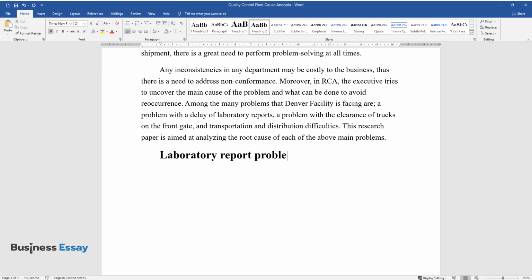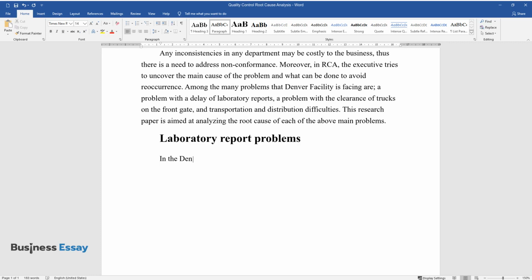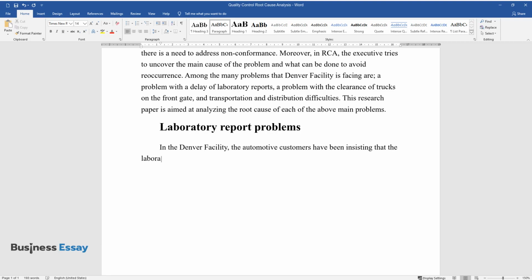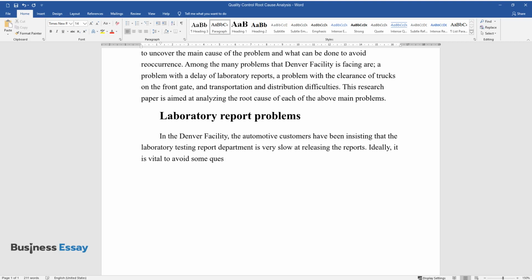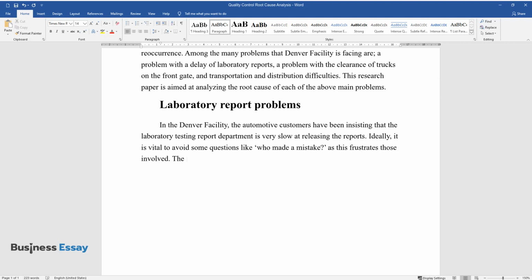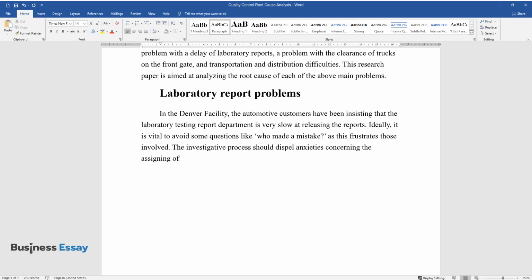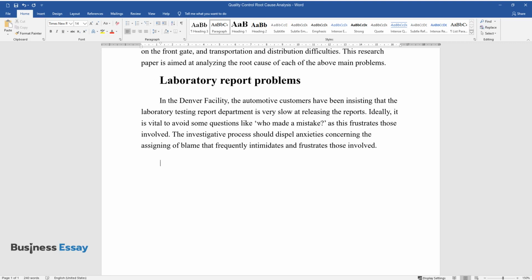Laboratory report problems. In the Denver facility, the automotive customers have been insisting that the laboratory testing report department is very slow at releasing the reports. Ideally, it is vital to avoid questions like who made a mistake, as this frustrates those involved. The investigative process should dispel anxieties concerning the assigning of blame that frequently intimidates and frustrates those involved.